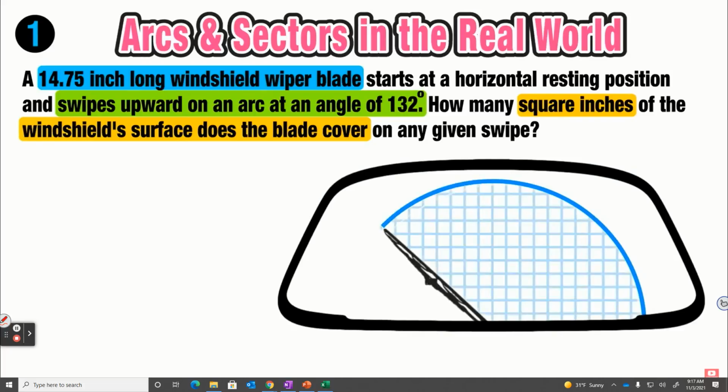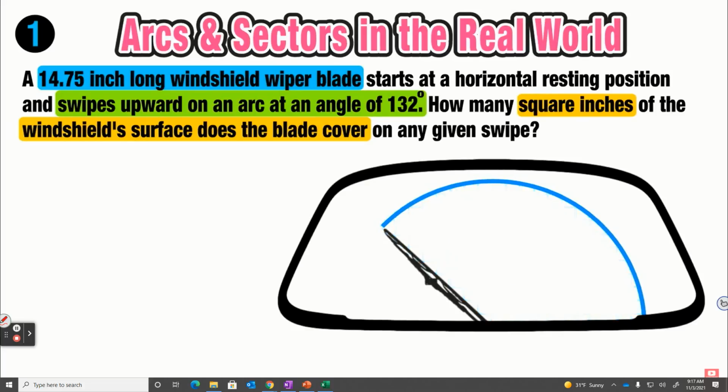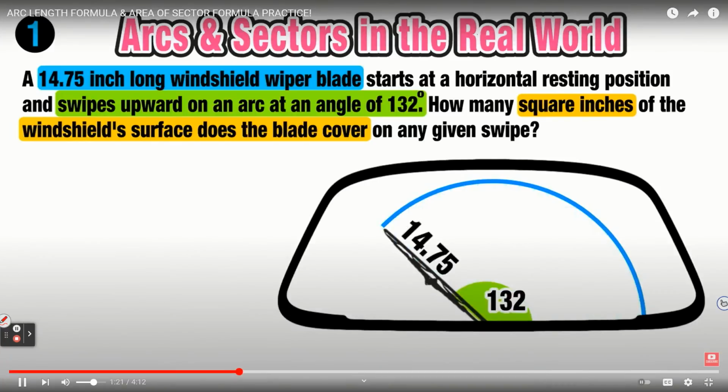As the blade moves on an arc, it's covering a portion of that windshield, and you want to know how many square inches is the area of that space being covered. The blade slides back and forth, so we can determine how much area it's going to cover. Now we know the length of the wiper blade, so our radius is 14.75, and the measure of the central angle. Whoever's designing windshield wipers is going to want to design it to fit into the windshield.